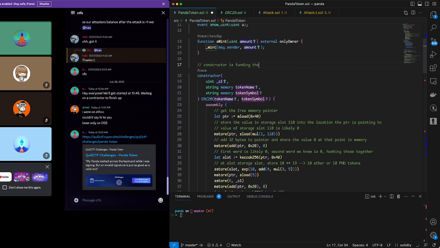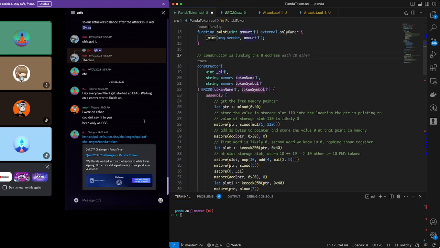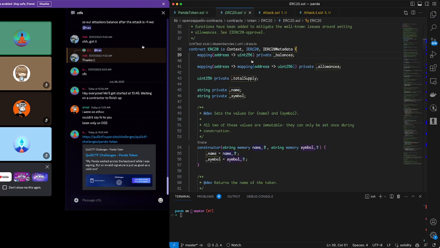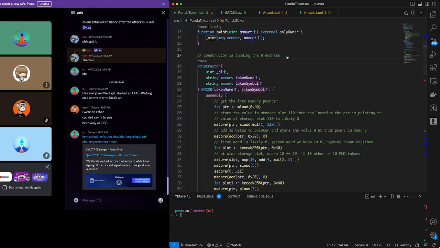funding essentially the zero address, because remember, the first zero is the key, the second zero is the slot. So we know slot 0 is this mapping, the key is an address, so the key is 0. So the 0 address is being funded with 10 PND at the outset. So all of a sudden, we know that there is 10 PND that can be extracted from this contract.